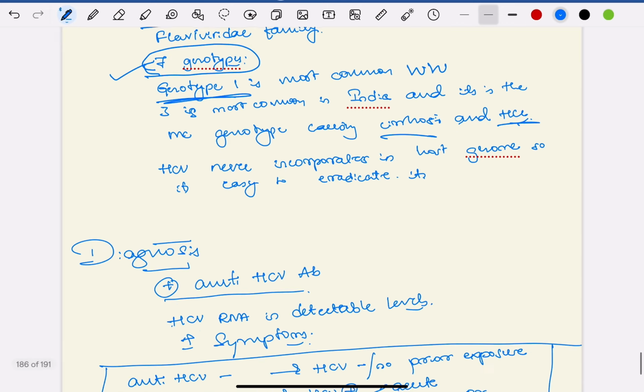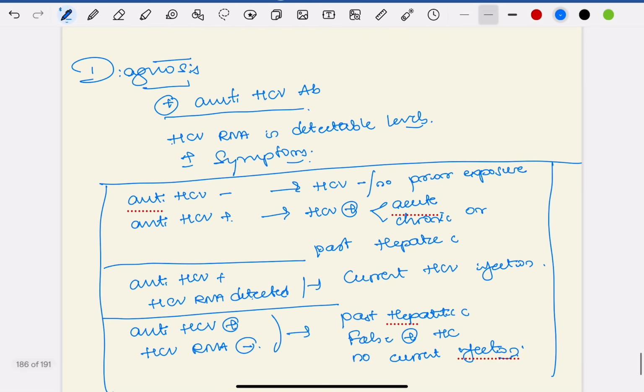Okay. And how to diagnose these hepatitis C virus cases? It depends upon testing for anti-HCV antibodies. If anti-HCV antibodies are present, that means the patient is infected with hepatitis C virus. Or you can go for testing for HCV RNA also, with or without symptoms.